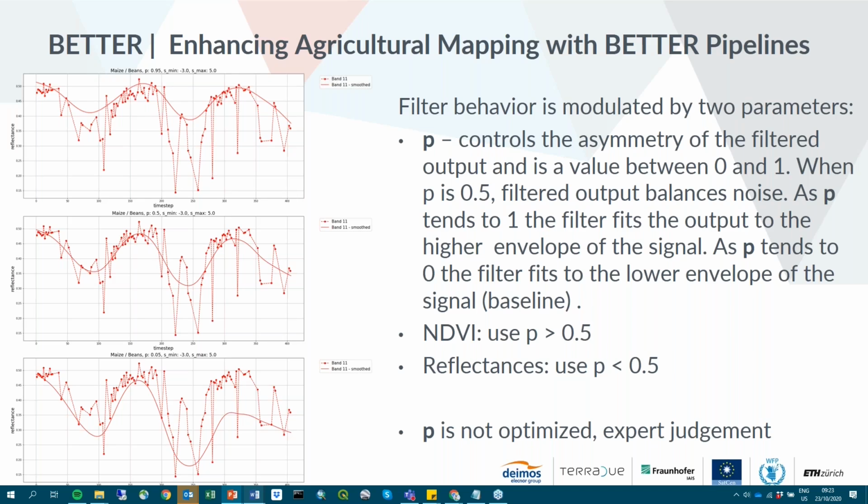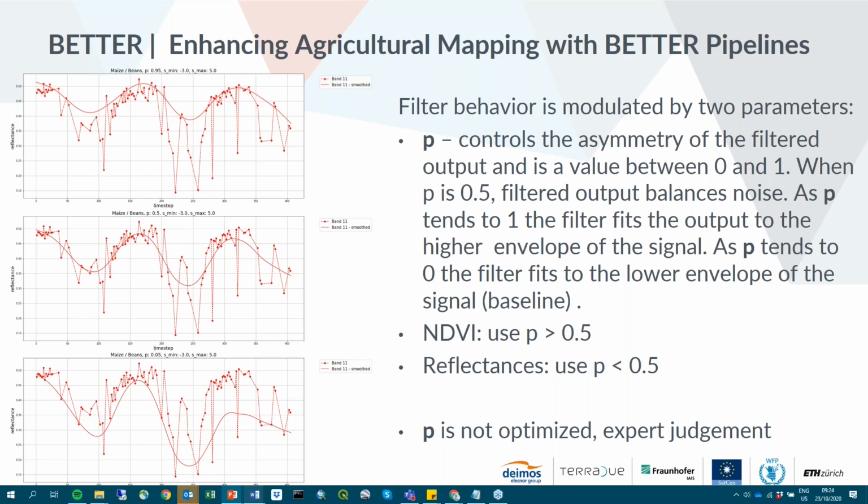The other parameter is a so-called p-value that controls the asymmetry of the output. This is a value between 0 and 1. If p is 0.5, which is what you get in the middle chart of the panel on the left, then it's a classic smoothing in that the filtered output goes, say, through the noise. If you set the p-value towards 1, you get the chart on the top, which means that the smoothed output adjusts to the upper envelope of the input data. And this is exactly what you want for things like NDVI, where the noise is almost all on the negative side.